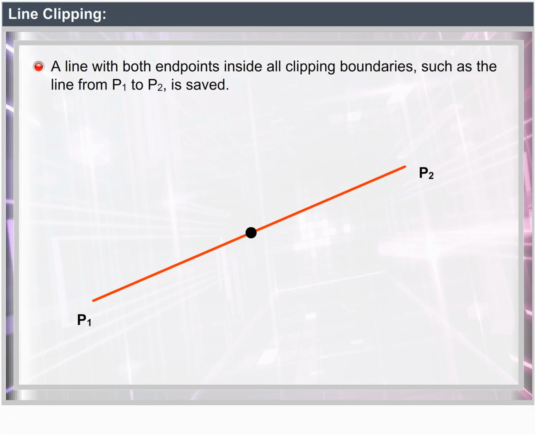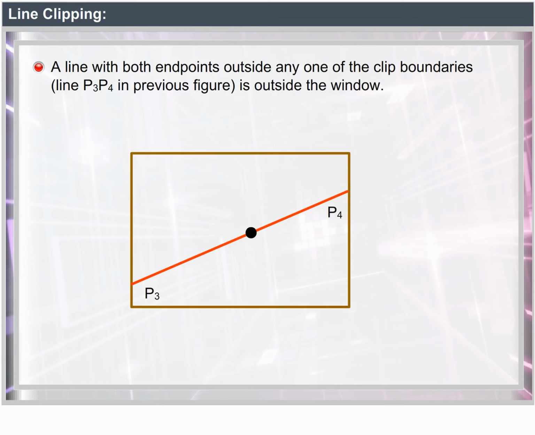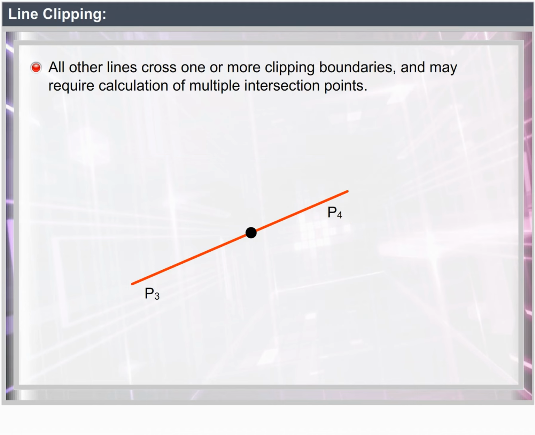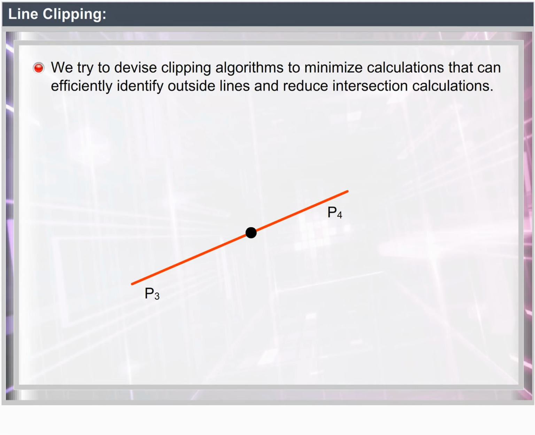A line with both endpoints inside all clipping boundaries, such as the line from P1 to P2, is saved. A line with both endpoints outside any one of the clip boundaries, line P3, P4 in the previous figure, is outside the window. All other lines cross one or more clipping boundaries and may require calculation of multiple intersection points. To minimize calculations, we try to devise clipping algorithms that can efficiently identify outside lines and reduce intersection calculations.